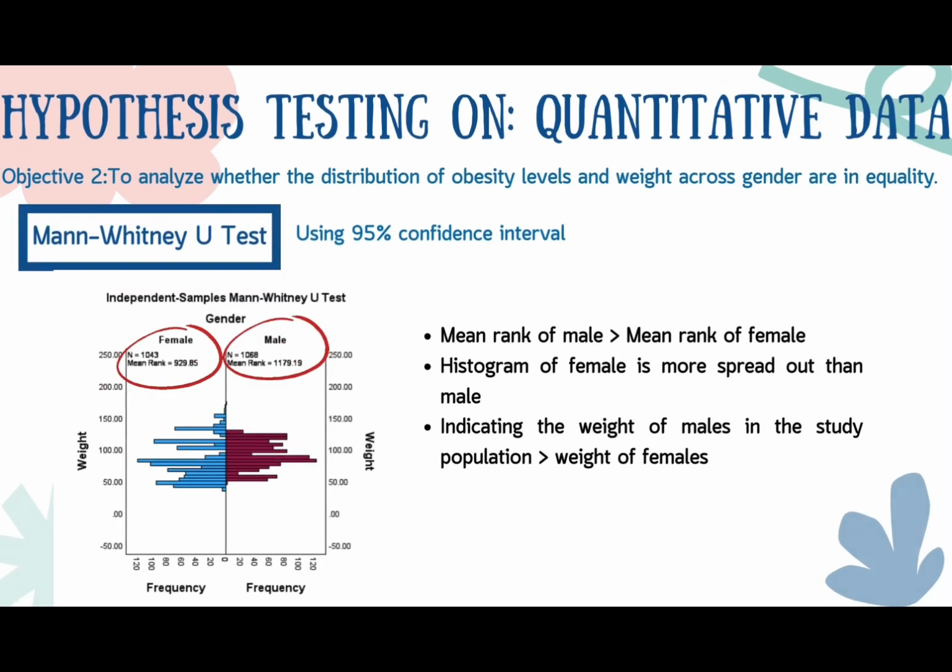According to this back-to-back histogram of weight across gender, there are 1,043 females and 1,068 males in the study population. The mean rank of males, which is 1,179.19, is higher than the females, which is 929.85, indicating the weight of males in the study population is higher than the females. The histogram in the weight of females is also more spread out than the males, also indicating that the weight between males and females is different.